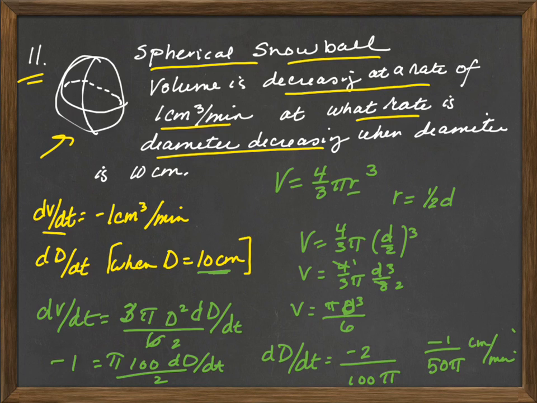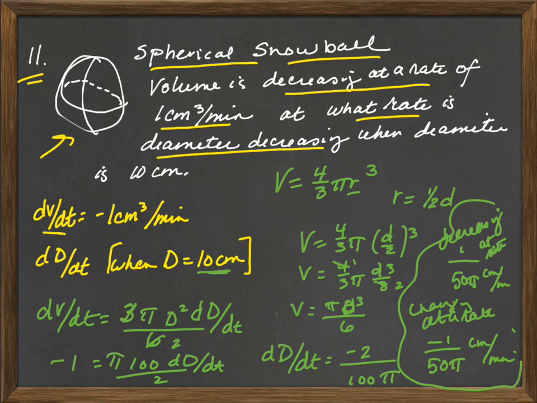Now, it depends on how you want to say this. The diameter is decreasing at 1 over 50 pi centimeters per minute, or you just say it's changing at a rate. Okay, so that's how you would say it. Either use the negative when you say changing, or if you say decreasing, you don't need the negative. All right, so that was 9 and 11.